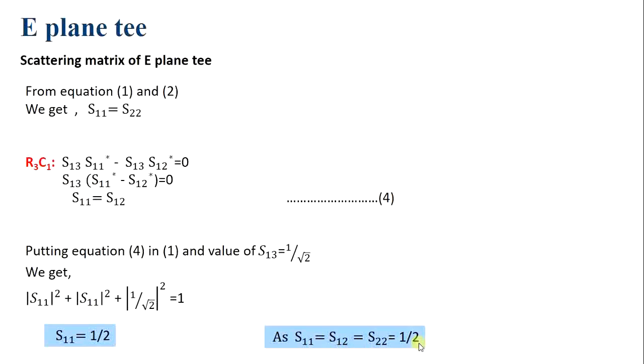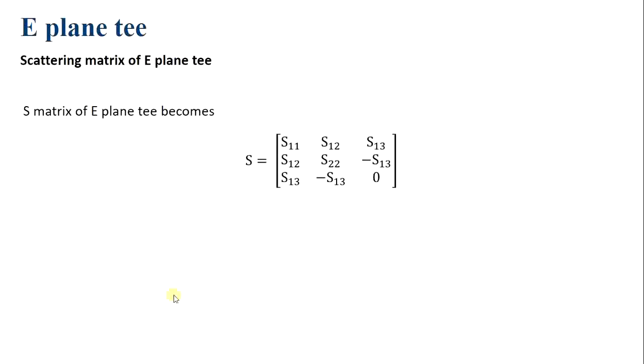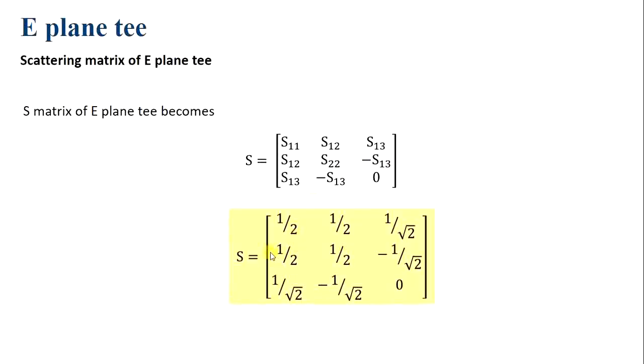Now we have obtained all the values of S11, S12, S22 and S13. So after putting those values in the S matrix, we get the final S matrix of E-plane T.